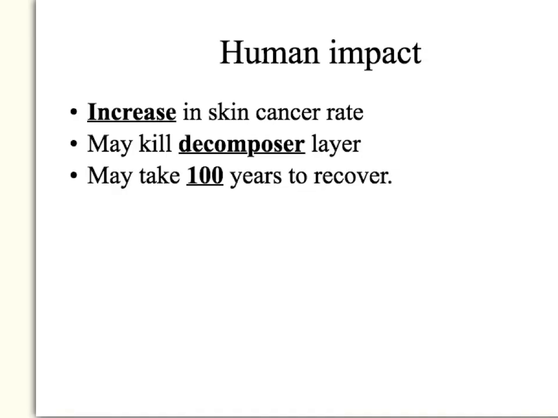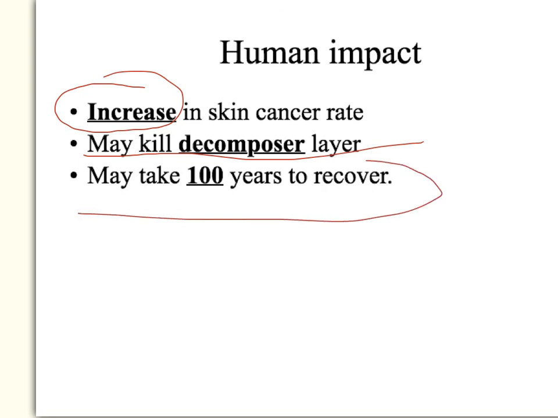So again, when we're talking about human impact, what impact does having a thinner ozone layer have? Well, now we have increased solar radiation, especially that UV light hitting the surface of our planet. And we have seen this in the increase in skin cancer in humans. We also have noticed that it may be killing many of the decomposers. And we are speculating that it might take up to 100 years for this to recover. Like I said, we think we are on the path of recovery, but it's going to take some time to restore the amount of ozone that we destroyed using chemicals in the atmosphere.